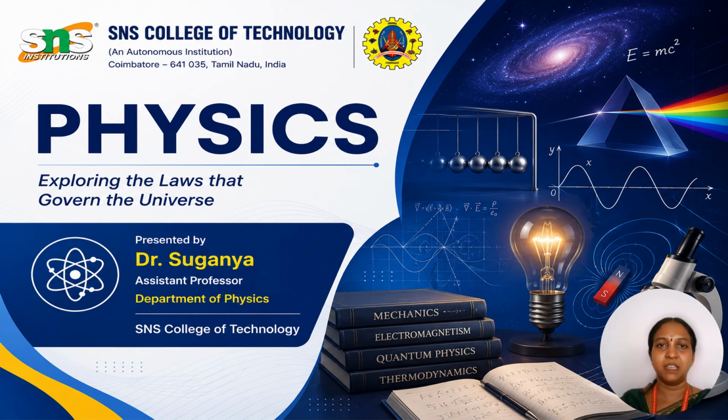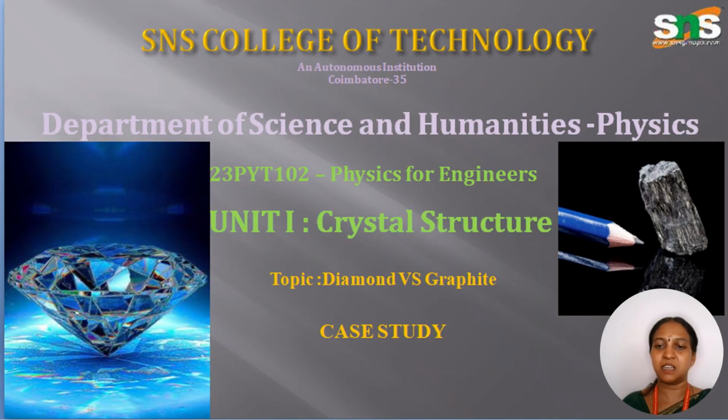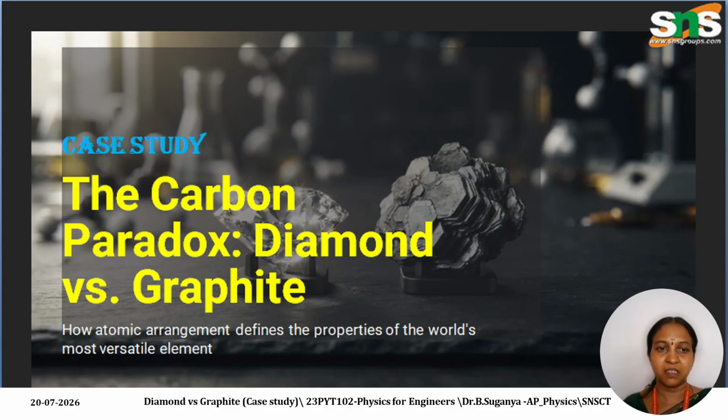Hi everyone. Now we are going to see a case study topic, that is diamond versus graphite. Yes, let's see the carbon paradox and diamond versus graphite: how atomic arrangement defines the properties of the world's most versatile element.